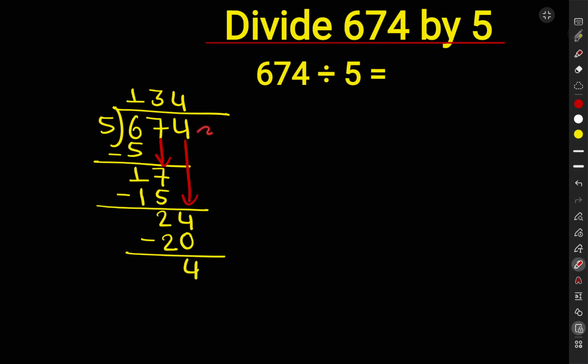So now we have no other number to put down. So we take here a decimal so that we put 0. So it is 40 and 5 times 8 is 40. On subtracting, we get 0.